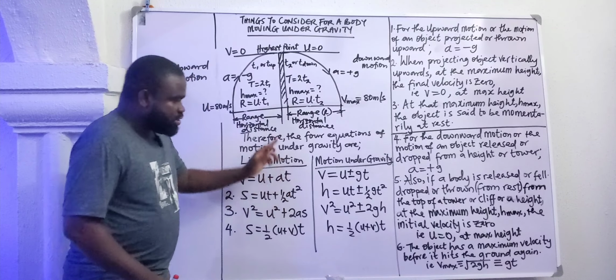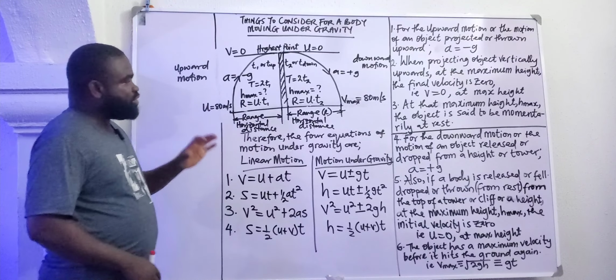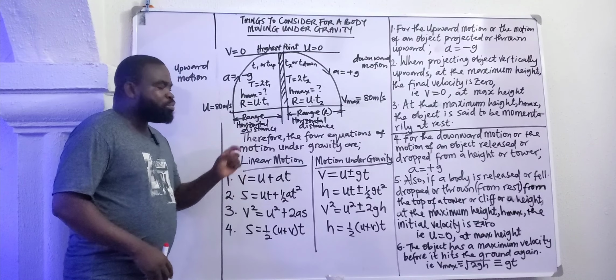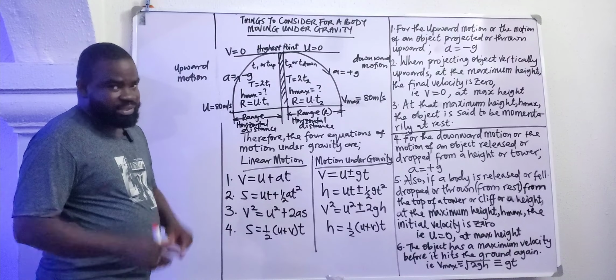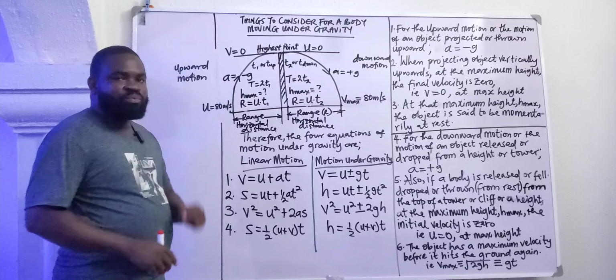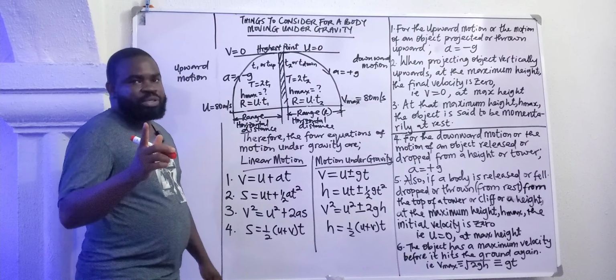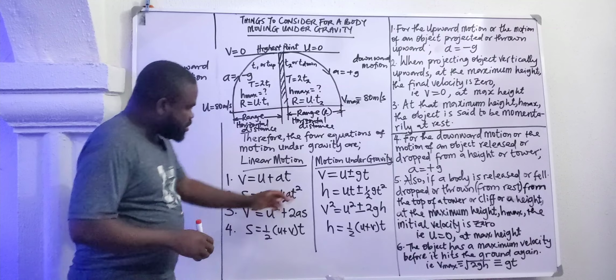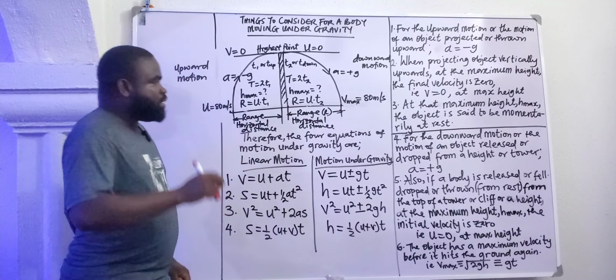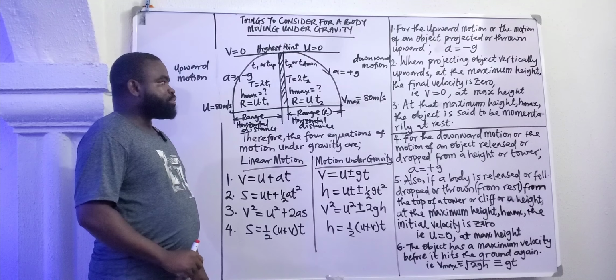Then a is replaced with what? g. So we have obtained the four equations of motion under gravity. And let me warn you, if you are asked to state the equations of motion under gravity and you state this one, they will not give you the mark. So this is the preferred one, as it reads equations of motion under gravity.